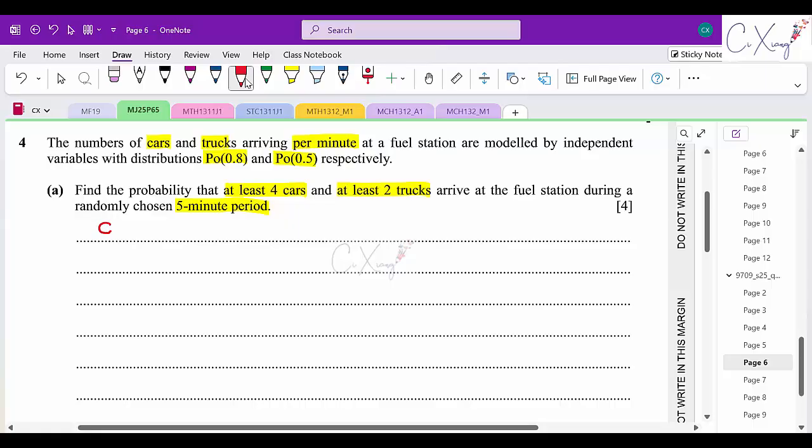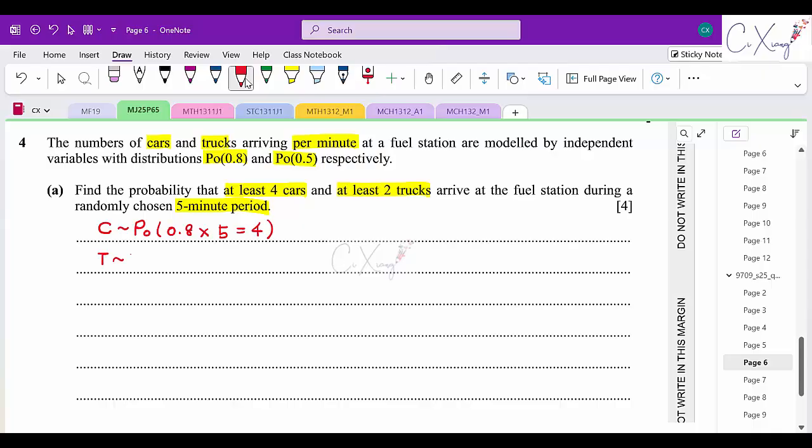Okay, so let's have a look at the car. Car is Poisson distributed. 1 minute is 0.8. Therefore, we have to make it a 5-minute period one. So 1 minute is 0.8, so for 5 minutes we take 0.8 multiplied by 5. Agree? Then what do you have here? You will be having the 4. Okay. Then after that, for the truck, I put it as T. It is also Poisson distributed. The lambda for truck is 0.5 per minute, and I'm having 5 minutes now, therefore I have to multiply by 5. And from here, I'll get the new lambda 2.5.